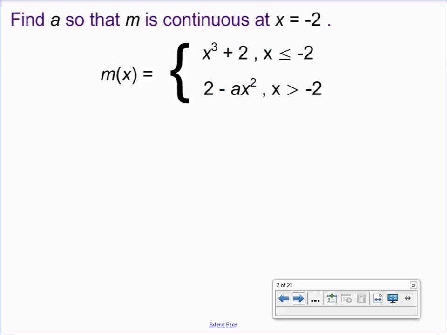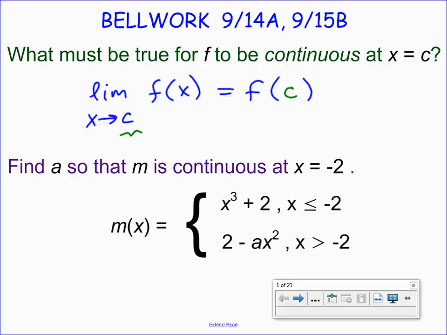I'll need to consider my left-hand limit and my right-hand limit in order to get my first requirement, that is the overall limit. So let's go ahead and consider my left-hand limit.